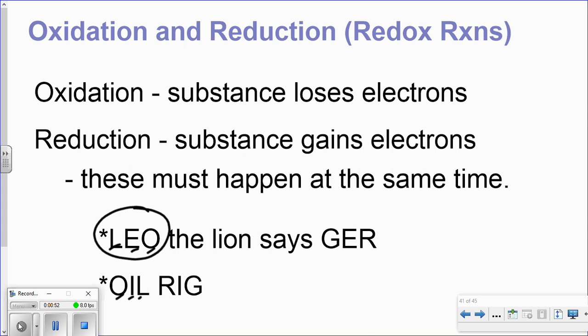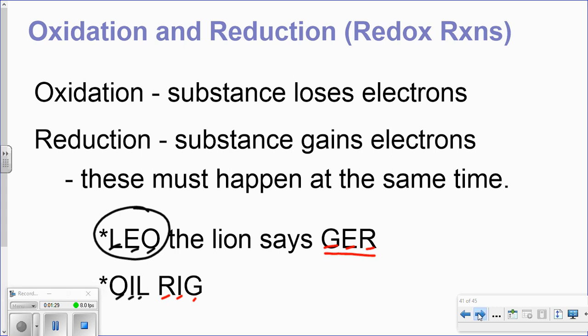The opposite is if the electrons are lost, them being so reactive, something has to gain them. And that substance is going to be reduced, or it's going to go through a process called reduction. That chemical, whatever it may be, is going to gain electrons. So in our mnemonic devices, we're going to say that's GER, where gain electrons is reduction, or reduction is gaining. Okay? And again, it's all about the movement of electrons. And these must happen at the same time, as I mentioned previously, because these electrons are so reactive.